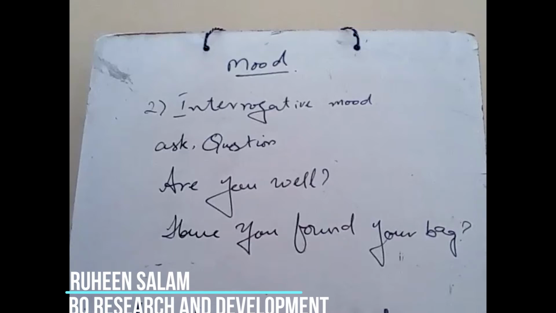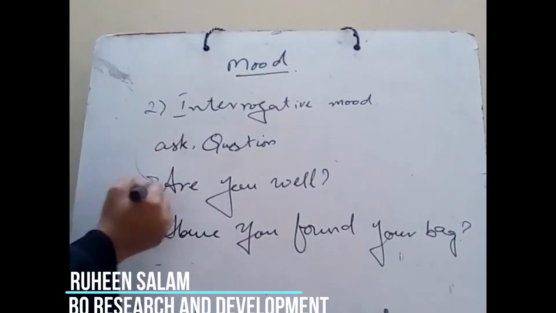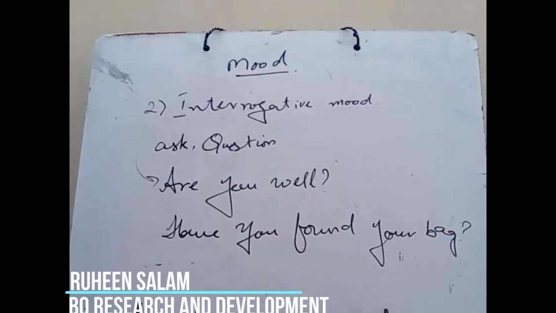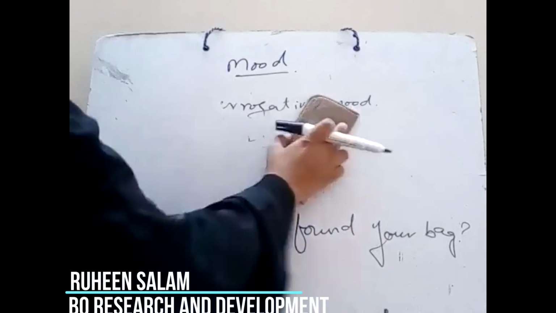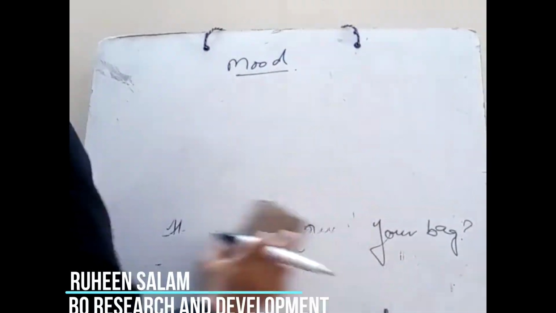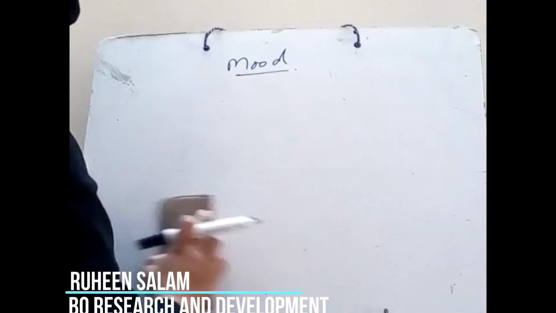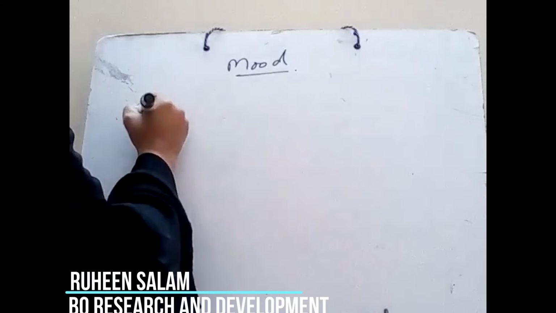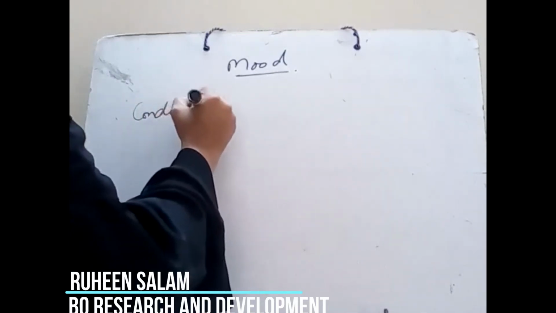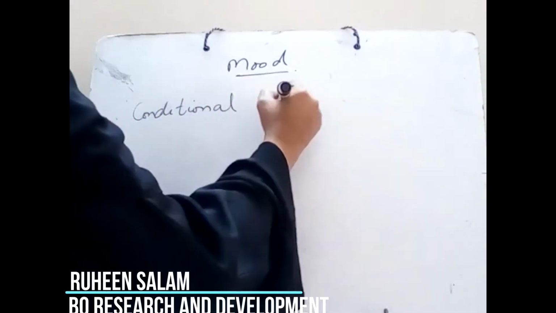So again, both these things are related to interrogation. You are asking for something. So the very first mood was related to facts, and the second one is related to inquiring, that I am curious to know, either I want to know that the thing is done or not yet. The very third thing is conditional mood.